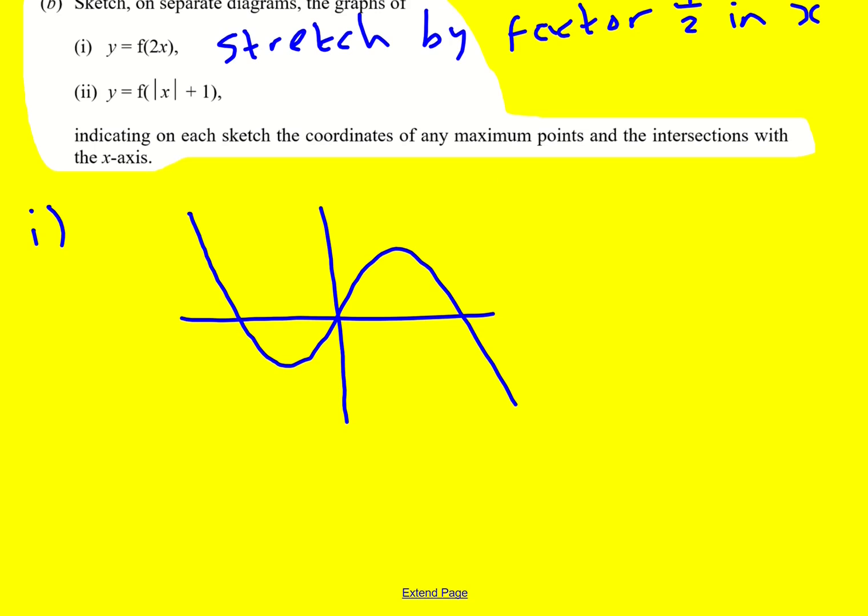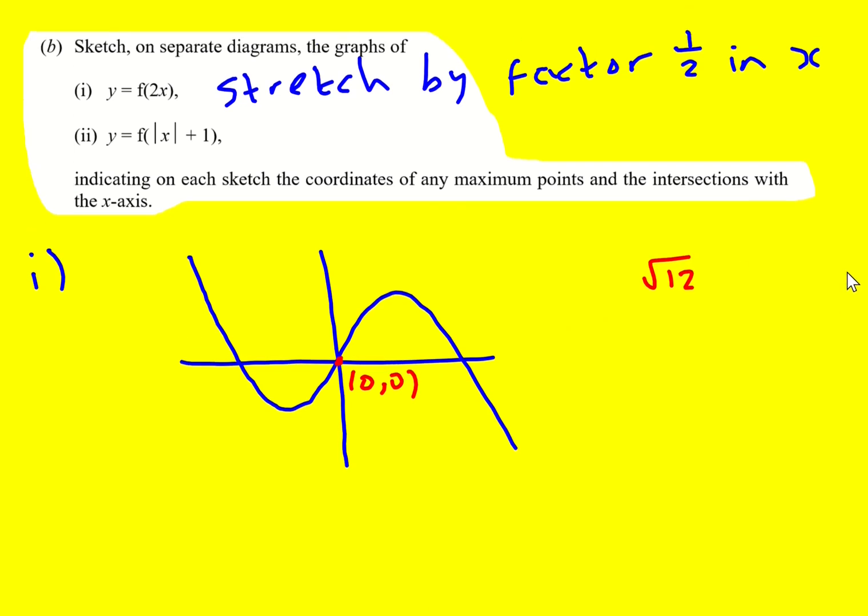And we've still got the origin here. Do I need to indicate that? All right, I will. And before we had root 12, so I need to do root 12 and divide that by 2, which is going to be root 12 divided by root 4, which is going to be root 3. So this point here is going to be root 3, 0. And therefore this one is going to be minus root 3, 0.